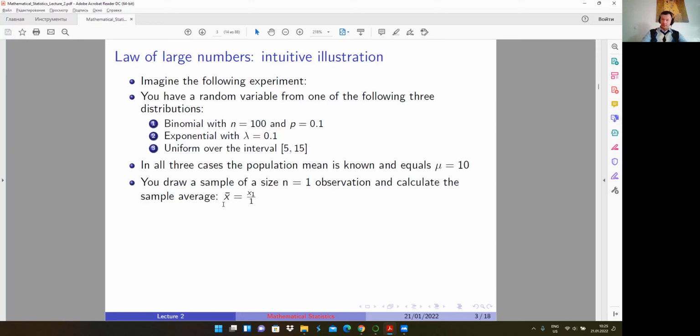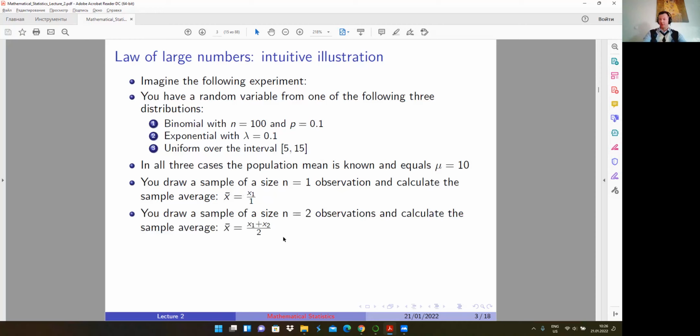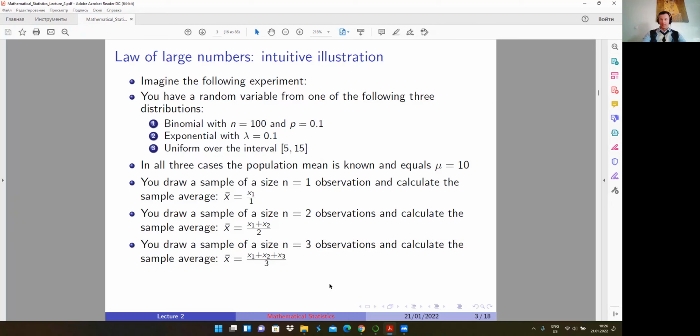So now we do the following. I take a sample of one observation only and calculate the sample average, which is just degenerate, right? So I take x1, the realization, and divide it by 1. Then I draw a sample of size 2. So I take 2 observations from each of these 3 distributions and I calculate the average of their realizations. I take a sample of 3 and calculate the sample average once again.